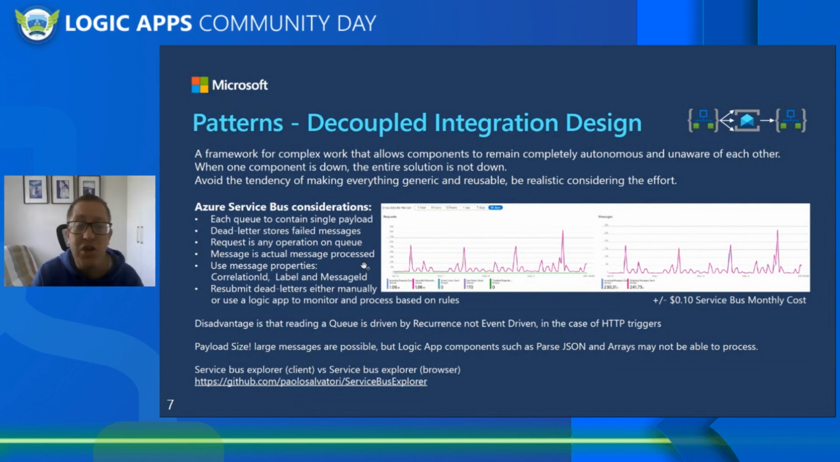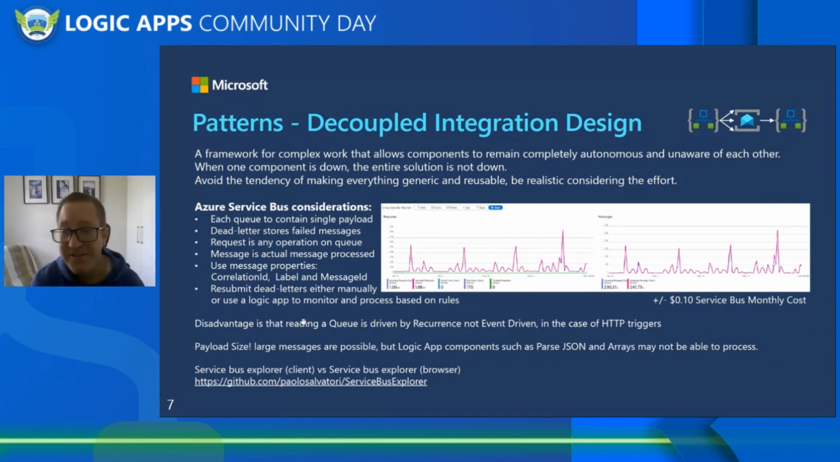Don't forget to use message properties such as correlation ID, label, and message ID. What this is going to help you with is, because now we've decoupled all our different processes through different logic apps and different messages, we want to be able to pass through an identifier to track all these different components and how they relate to each other. And that's so valuable in using these properties on the messages, so you can see what is all related to each other.